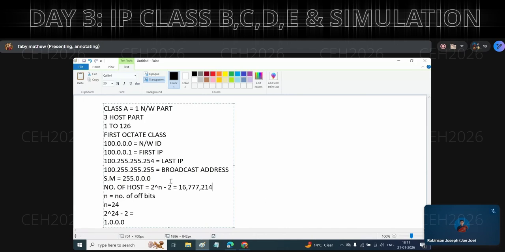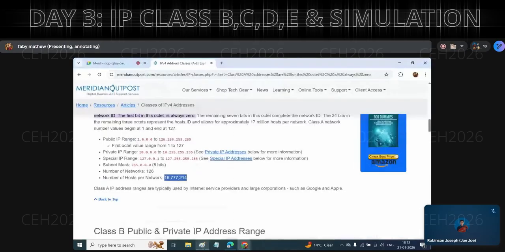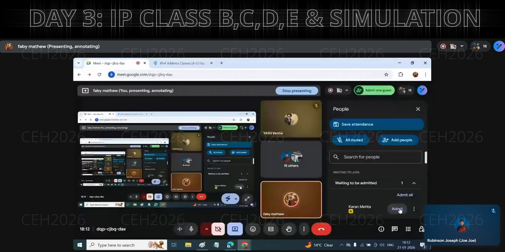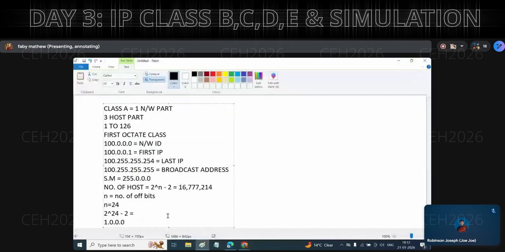In class A, where we are actually using the class A network in a very big network, suppose there is Google's network. Google's network is using class A. If you're talking about the AWS network, very big organizations are actually using class A networks. Why? Because it provides us a large number of IP addresses. Got it? So this is all about class A.